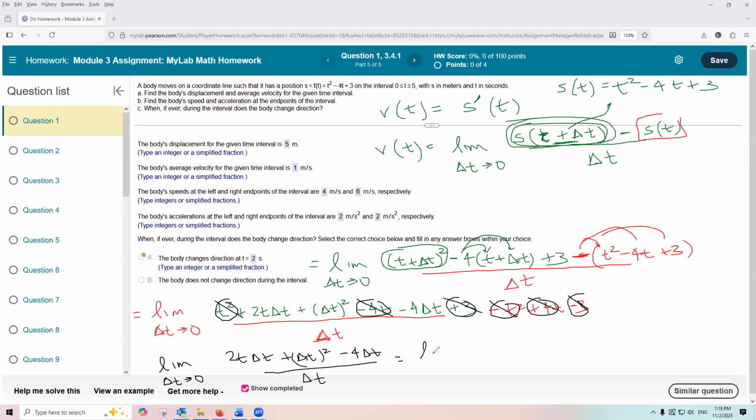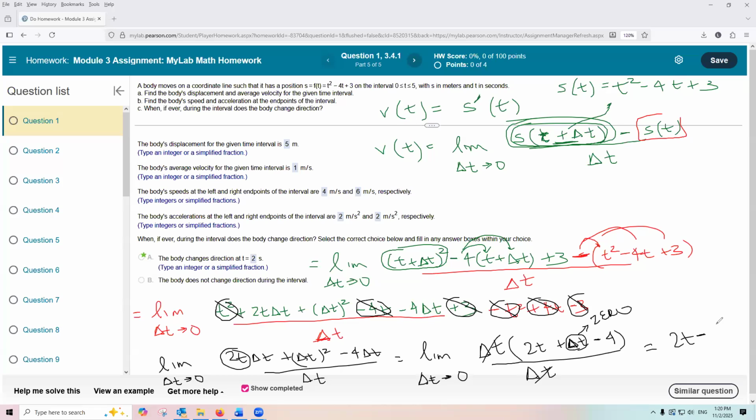Well, remember, we want to cancel out that delta t in the denominator. So what I'm going to do in the numerator is factor out a delta t. If I do that, it's going to leave me delta t times (2t plus delta t minus 4) all over delta t. But now I can cancel out delta t top and bottom. Now I'm going to take the limit and let delta t go to 0. Well, if delta t goes to 0, this expression is going to 0. That leaves me the answer 2t minus 4. So after all this work, what we figured out is v of t is 2t minus 4.